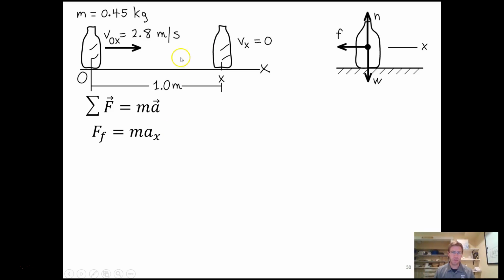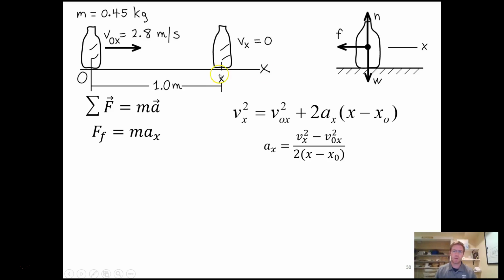But we just finished talking about kinematic motion. We just finished learning how to find acceleration when we know things about velocity and so on. So let's go ahead and use kinematics to try to solve. We have a final velocity of 0, an initial velocity of 2.8 meters per second, a distance traveled of 1 meter. We can solve using our kinematic equation shown here. If we use this third kinematic equation, we can go ahead and solve.